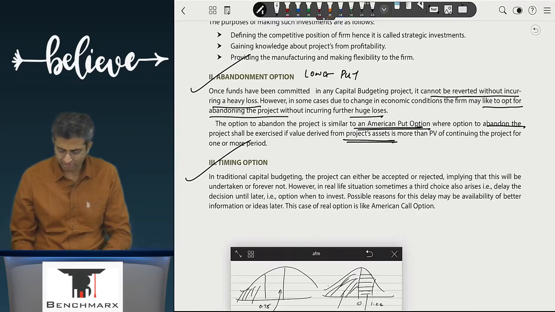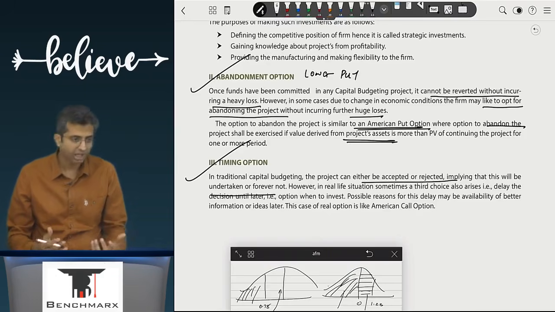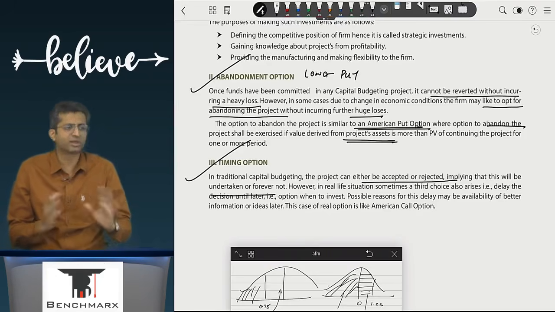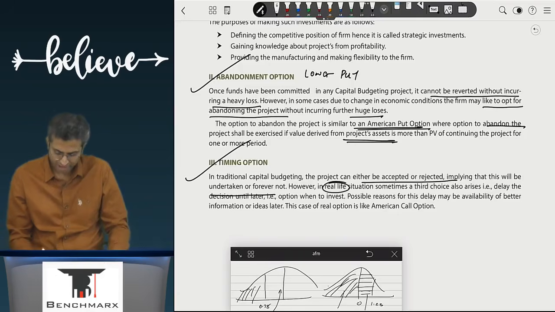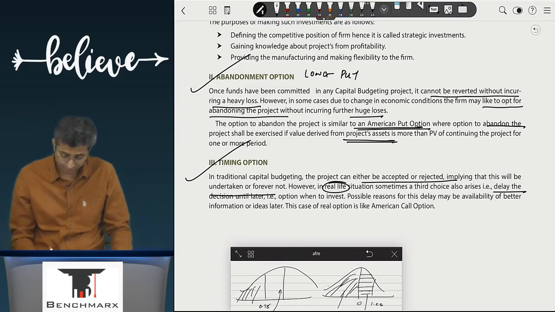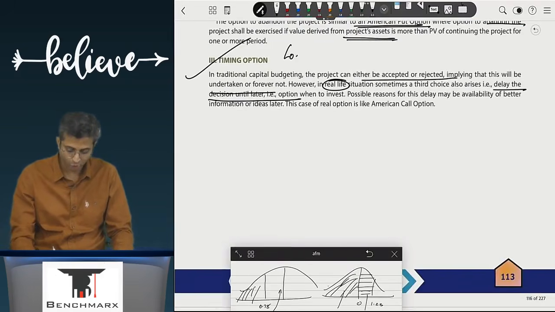Timing options, again, can either be accepted or rejected, but however, you might want to wait for some time before you decide. So these are timing options. That is, what if you delay the decision, then what is the gain? Like an American call. So this is like a long call option.